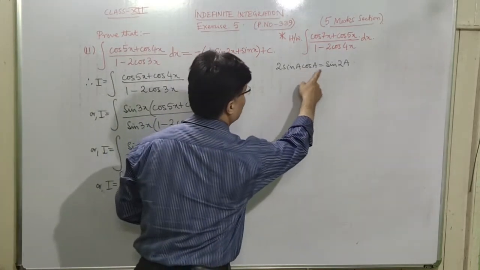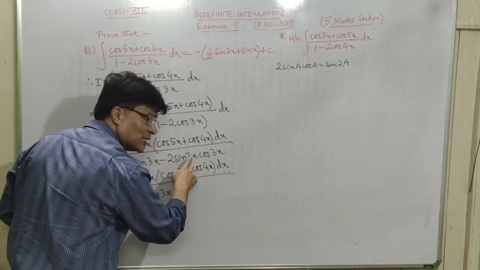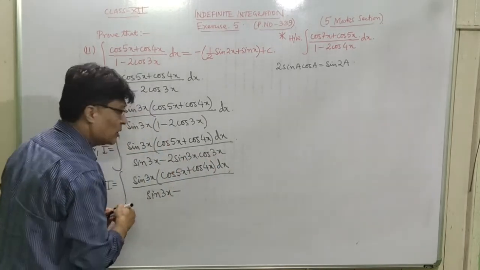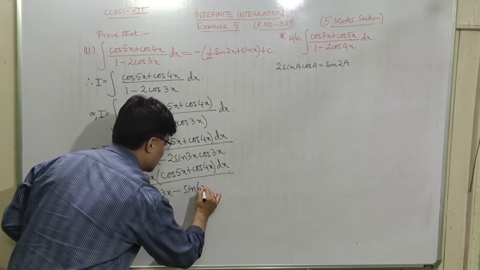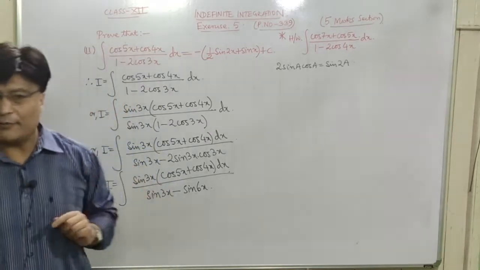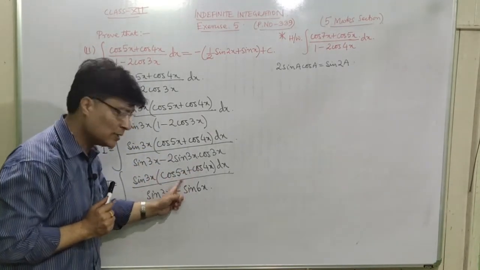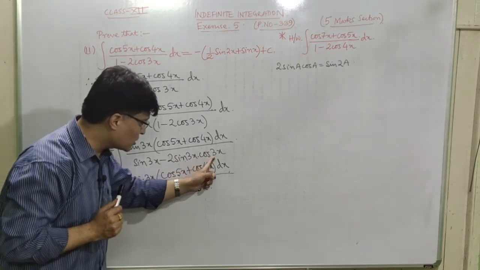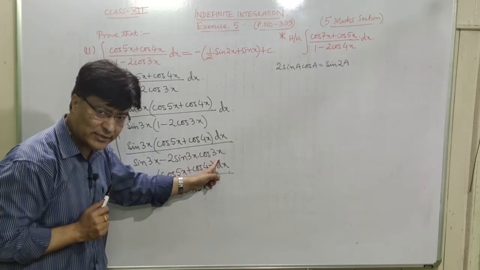If 2 sine A cos A is sine 2A, what is 2 sine 3x cos 3x? Sine 2 into 3x. What is sine 2 into 3x? It is sine 6x. So I think you have understood it. 2 sine 3x cos 3x is sine 2 into 3x, because here A is 3x.